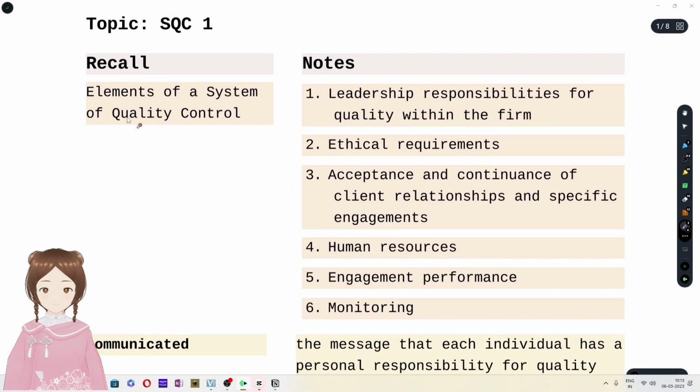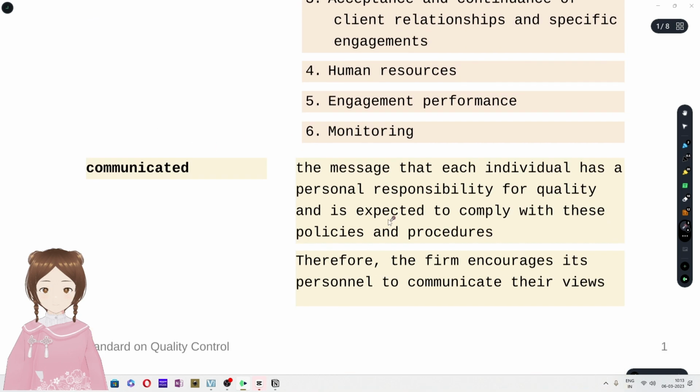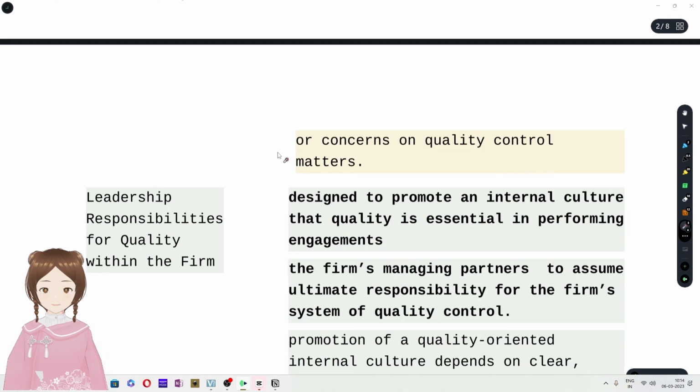This is the system they have implemented here. Who has to follow that? Any kind of system is established by the top-level management. Here, for the audit firm, the top-level management is the partner. So the partner decides the policies, procedures and systems, and the staff individual has to follow them. What he is communicating is that they have personal responsibility for quality. Therefore, the firm encourages its personnel to communicate their views or concerns on quality control matters.